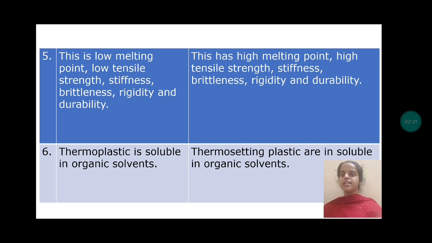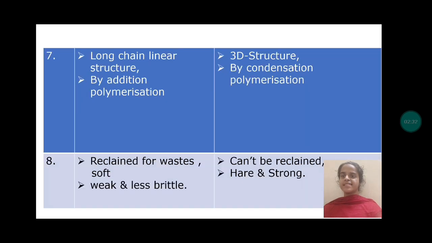Thermoplastics are soluble in organic solvents, and thermosetting plastics are soluble in inorganic solvents. Thermoplastics have a long chain linear structure and undergo addition polymerization, and thermosetting plastics are 3D structured and undergo condensation polymerization. Thermoplastic can be reclaimed from wastages and is weak and less brittle, and thermosetting plastics cannot be reclaimed and are hard and brittle.